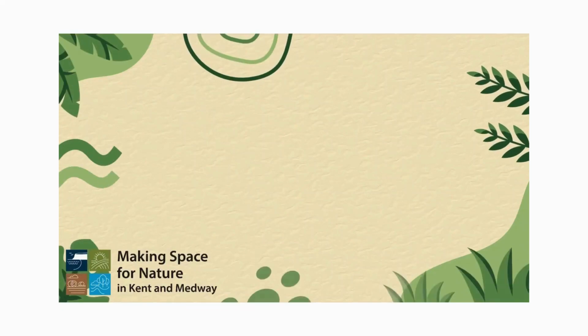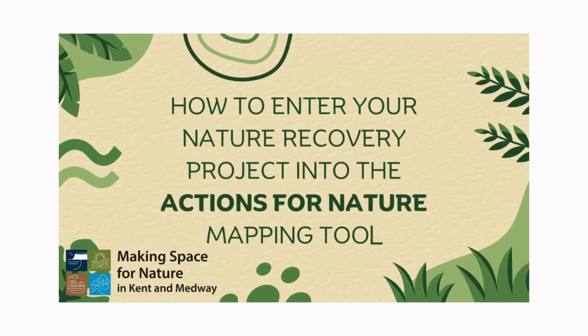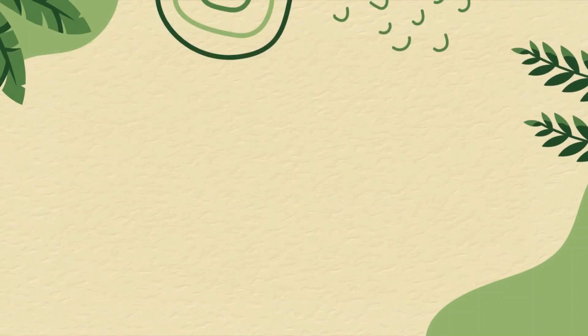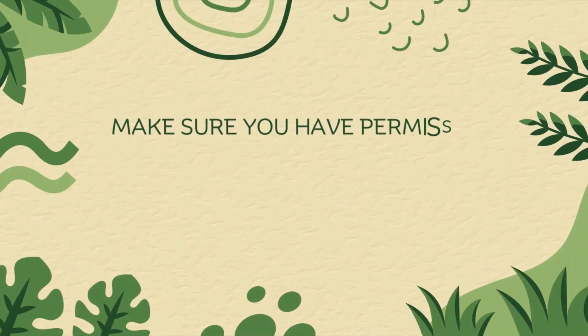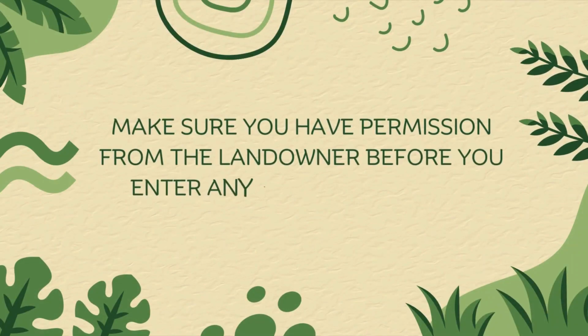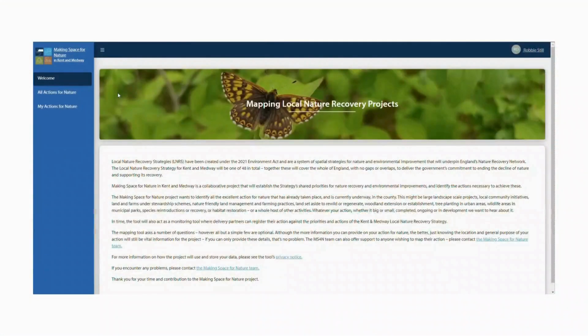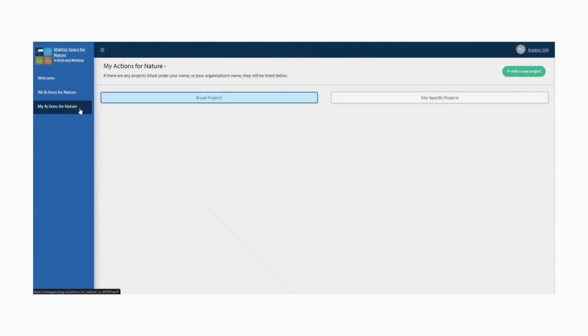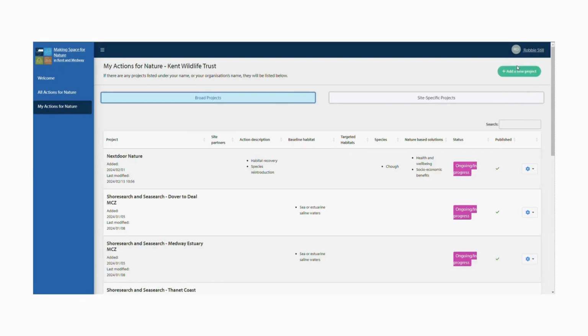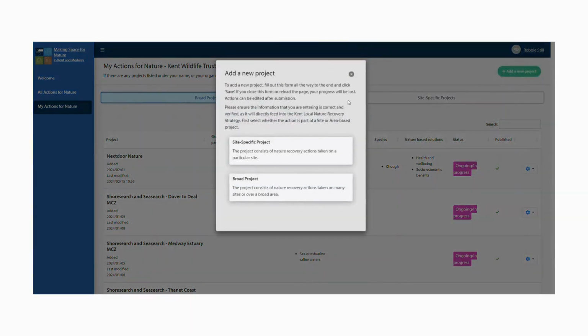This tutorial will show you how to capture your nature recovery projects in our Actions for Nature Mapping tool. It's important to note you must have landowner permission before you capture any projects. After logging in, go to My Actions for Nature on the left of the screen and then click Add a New Project on the top right of the screen.